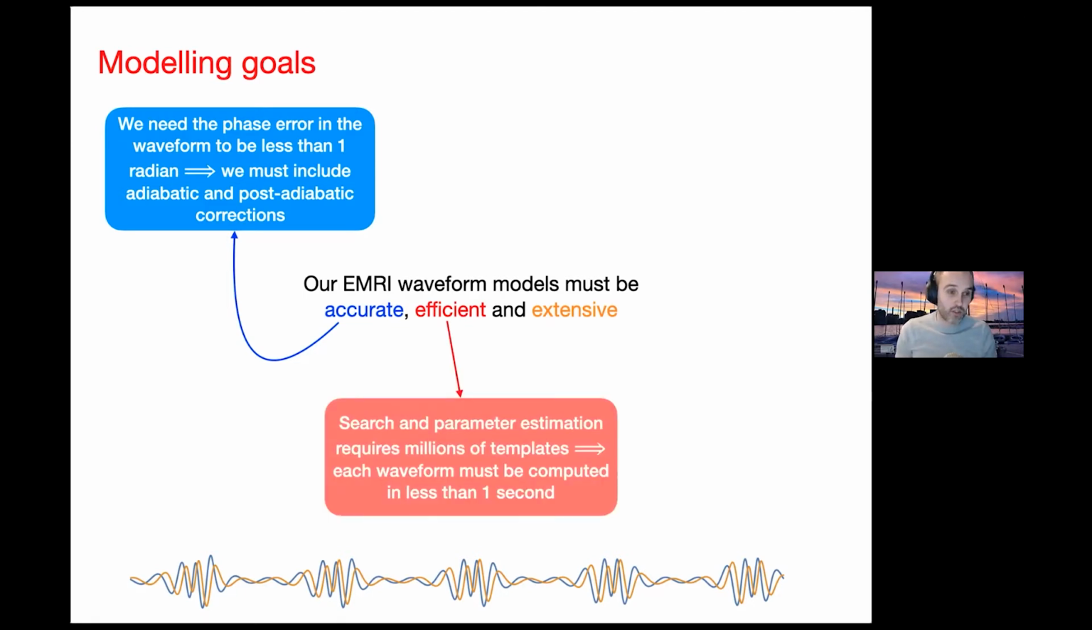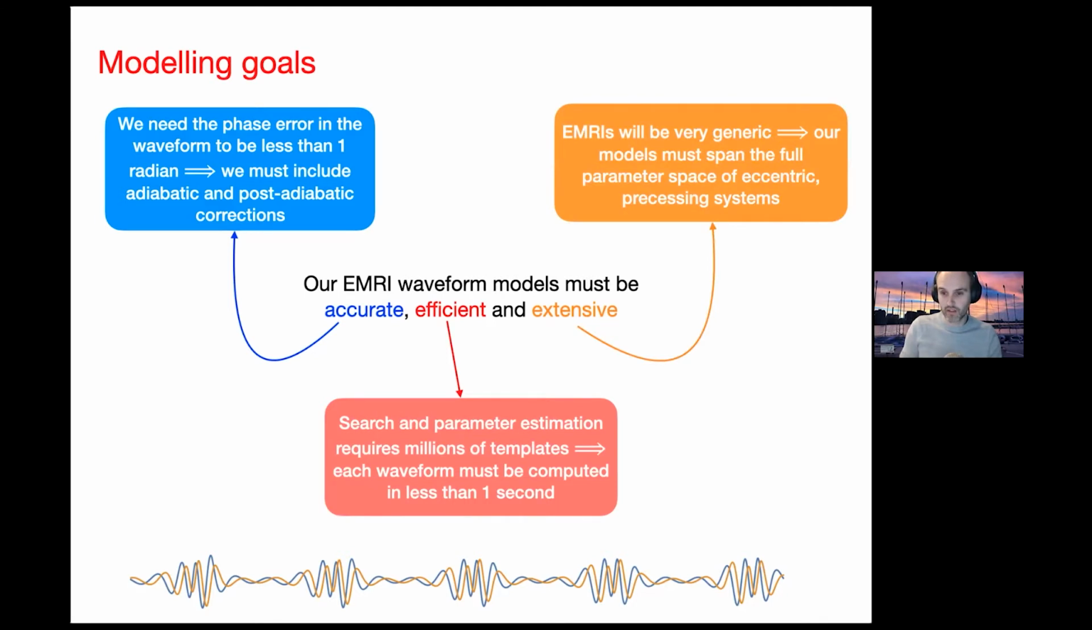Efficiency: we need to produce each one of those year-long or multi-year-long signals in definitely much less than a second, because we've got to produce millions of these templates in order to perform the data analysis task. True in all gravitational wave searches, and here no less. So we need to produce, very rapidly, very long signals containing all this phase information, on the order of a few milliseconds, really. And finally, of course, it must be extensive.